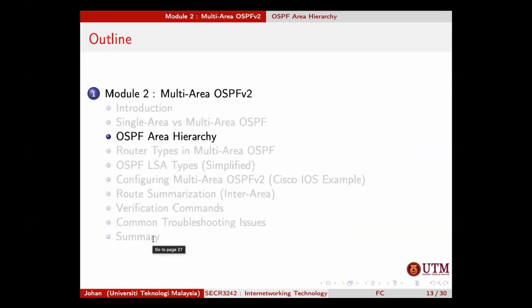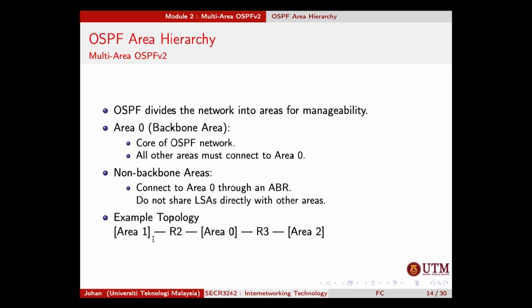Okay, OSPF area hierarchy. OSPF divides the network into areas for more manageability. Area 0 is the backbone, which is the core of the OSPF network. All other networks must connect to area 0. Non-backbone areas connect to area 0 through an ABR, and do not connect directly to other areas.